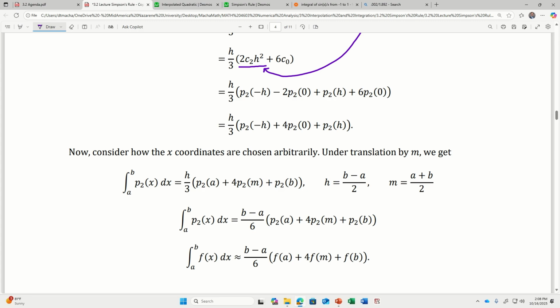But if you're okay with translating this left and right by the midpoint m, then 0 becomes m. And recognizing that h is just half the distance between my upper bound and my lower bound, well then negative h becomes a and positive h becomes b, and h divided by 3 would then be b minus a over 6. That is exactly our Simpson's rule.